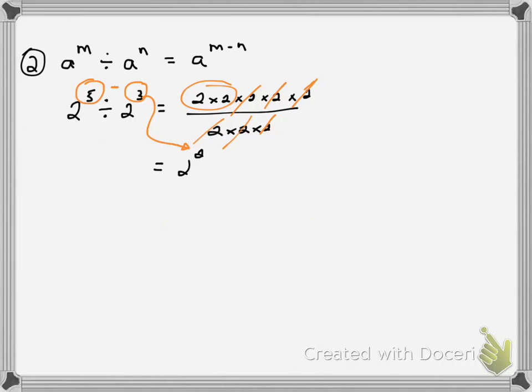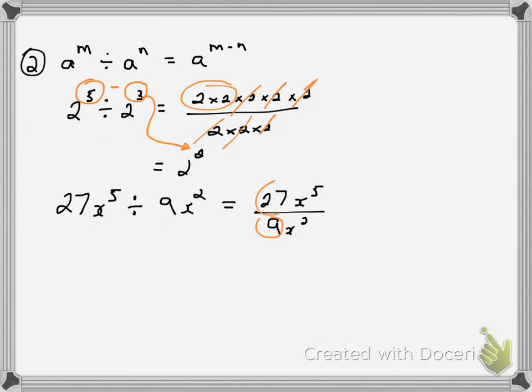If I had something like this, 27x to the power of 5 divided by 9x squared, well, once again, numbers with numbers, letters with letters, these two go together, and then these two go together. So what is 27 divided by 9? Well, 27 divided by 9 is 3, and x to the 5 divided by x squared, well, once again, we use the previous law, of course we're dividing, we subtract. So it's x to the 5 take away 2, and if we shorten that, it gives you 3x to the power of 3.